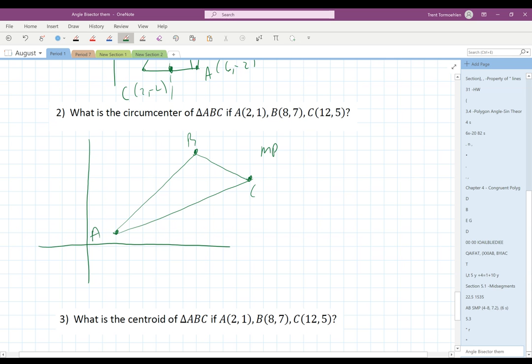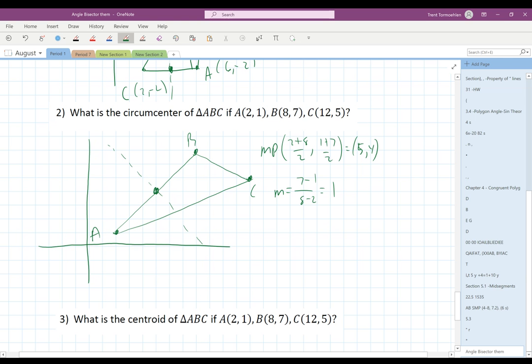To find the perpendicular bisector of AB, you do the midpoint of AB, which is (2 + 8)/2, (1 + 7)/2, which turns out to be (5, 4). So that's the midpoint of AB, which my drawing looks really nice. Now I need the slope of AB as well because I'm going to take the negative reciprocal to find the slope of the line I'm finding. The slope of AB is (7 - 1)/(8 - 2), which turns out to be 1.